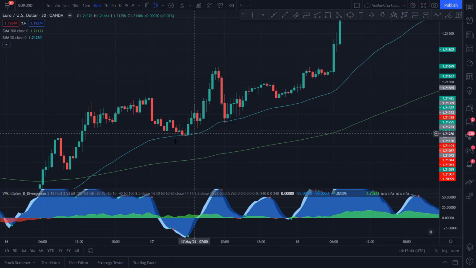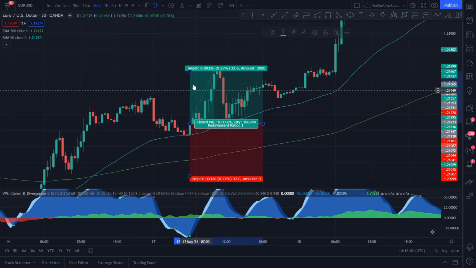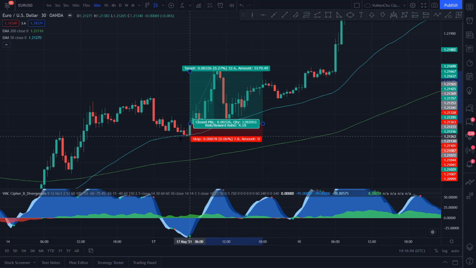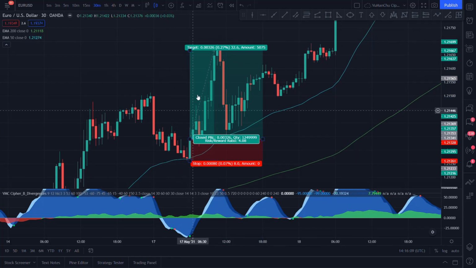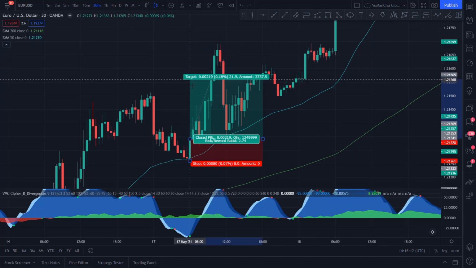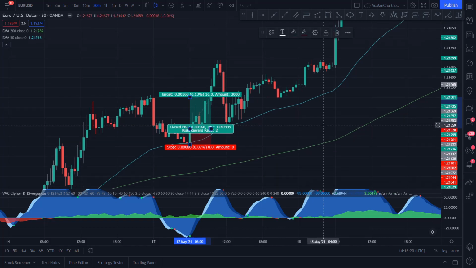So for long, we need the pullback. Then we need a cross up under the zero line when the money flow index is in the green. So here you can take a long, and you are going to set the risk to the last pullback right there, and you are going to target 2 times the risk. And as you can see, that one was a winner.